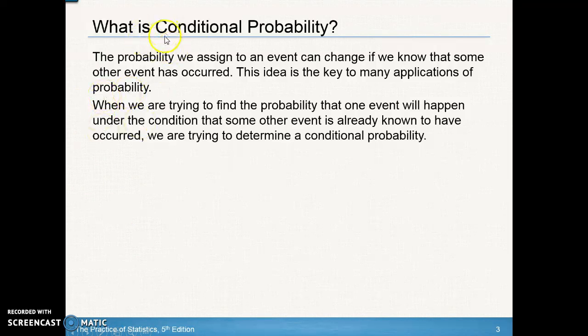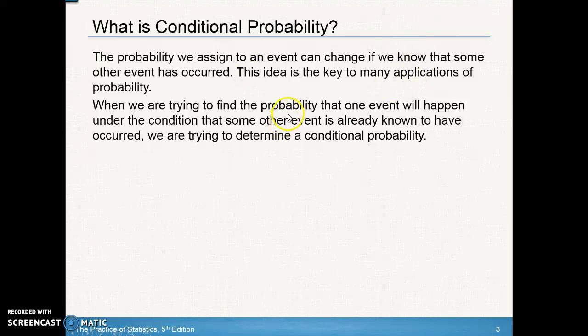All right, so let's just talk about this word conditional probability. We sort of briefly talked about it in the last section. The probability we assign to an event can change if we know some other event has occurred. So this is key to the idea of many applications of probability. That's like saying, what's the probability that it's going to rain today versus what's the probability that it's going to rain today knowing that there's clouds in the sky. So there's a condition imposed upon the initial probability.